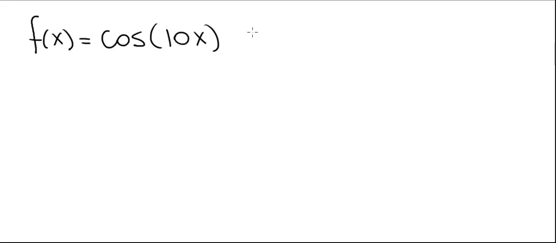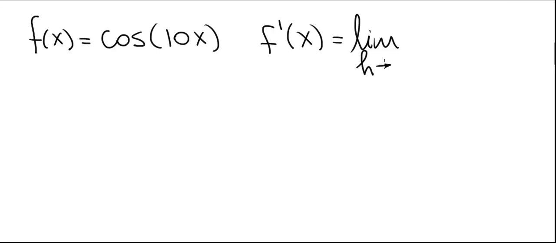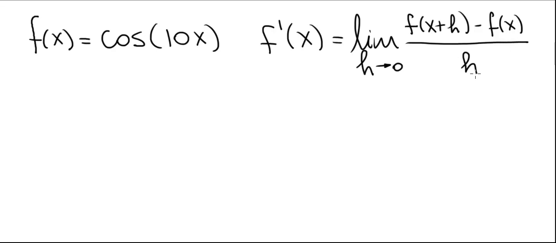We're going to use the definition of the derivative to differentiate f of x equals cosine of 10x. Recall that the derivative is defined by the limit as h approaches 0 of f of x plus h minus f of x divided by h.